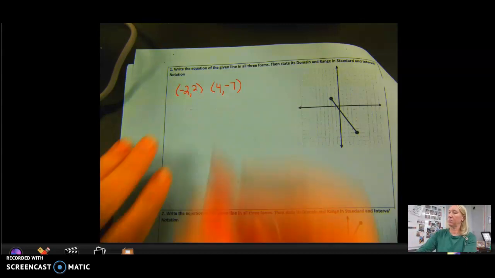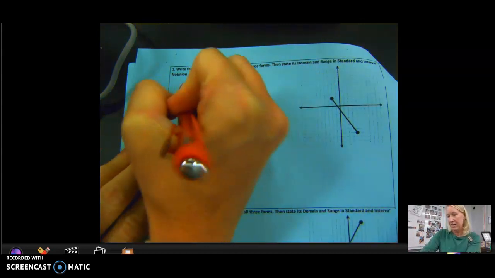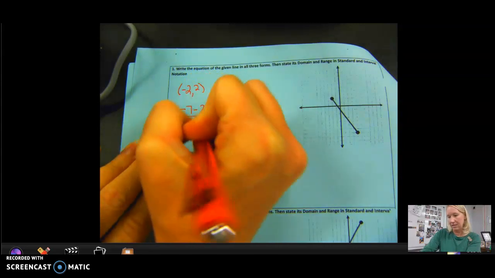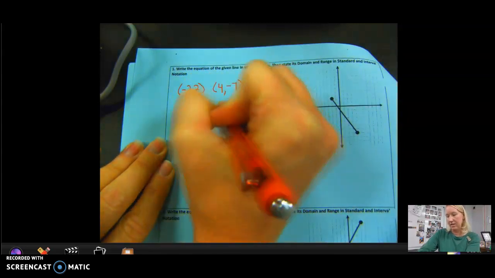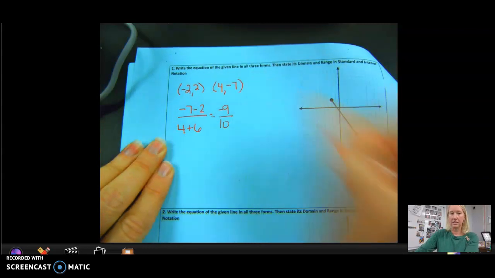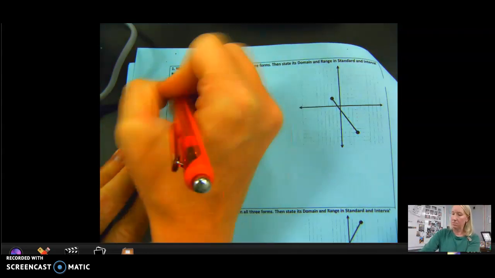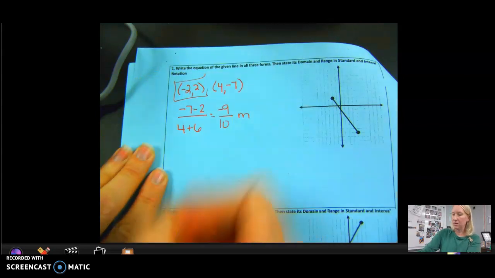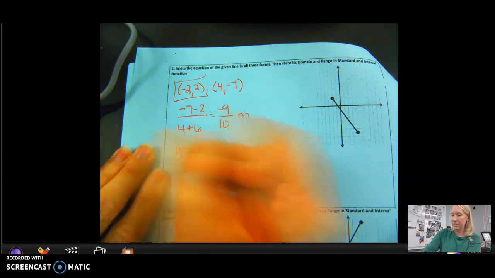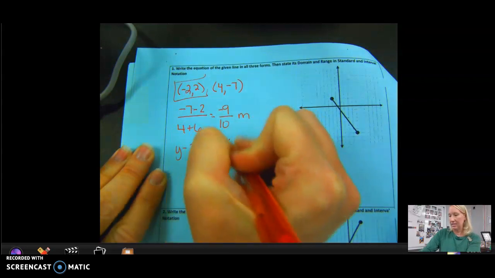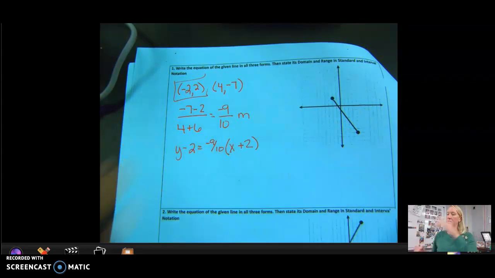I cannot tell if it crosses the y-axis at a specific point. So I'm going to find slope first. Negative 7 minus 2 over 4 plus 6 gives me negative 9 over 10. Does not reduce, so that is your slope. So if I put this into point slope form, I'm just going to use the first point. I can use either point. It's y minus your y equals your slope, and then x minus your x, which would turn that into a positive. So that is point slope form.